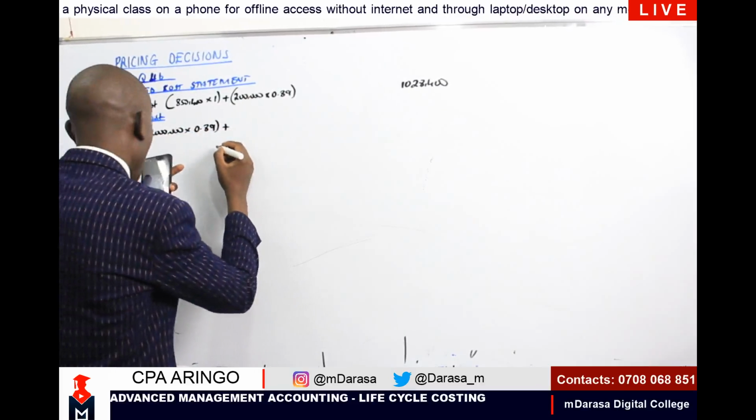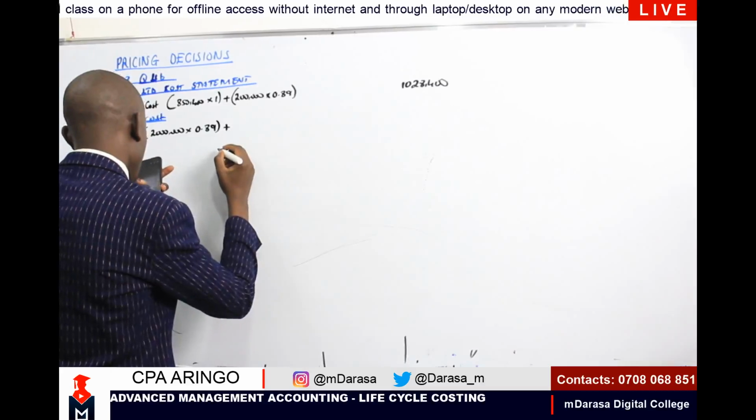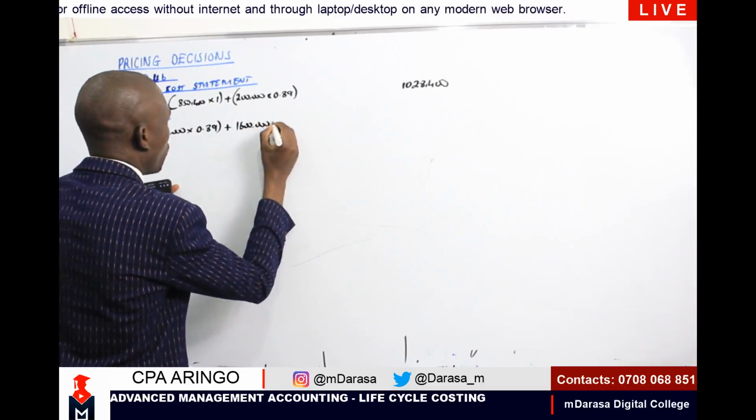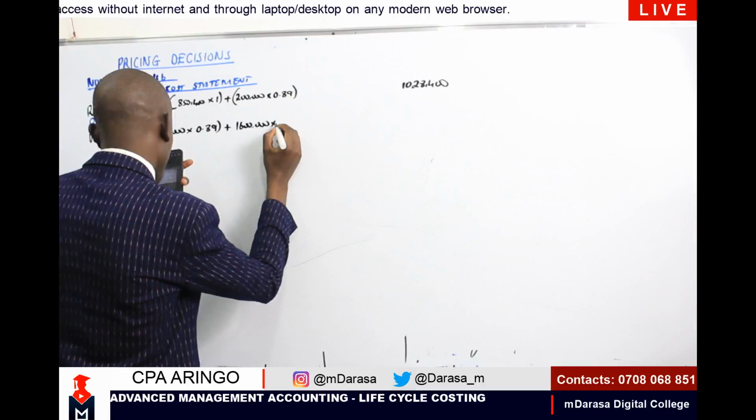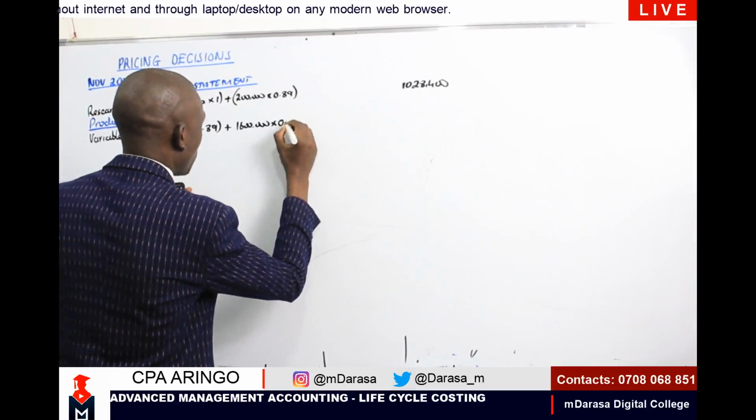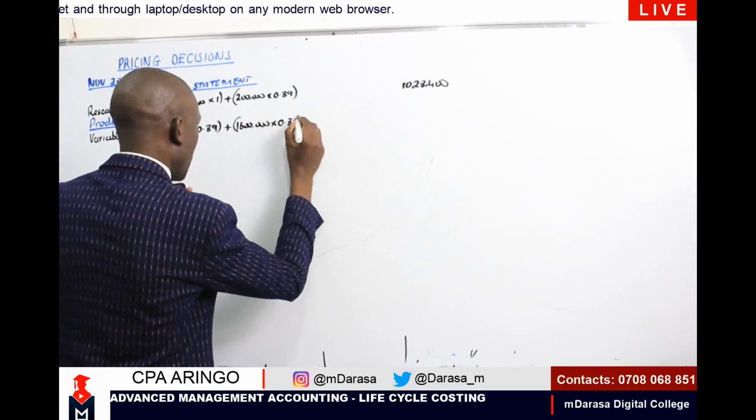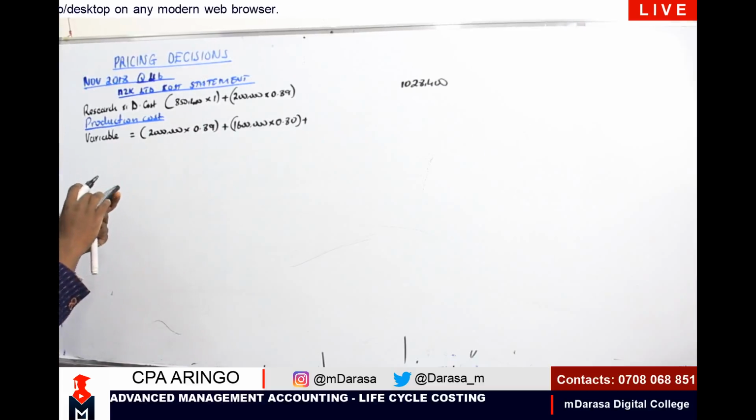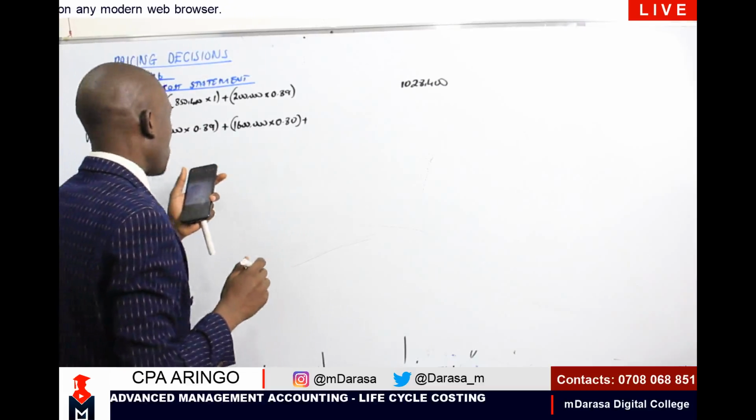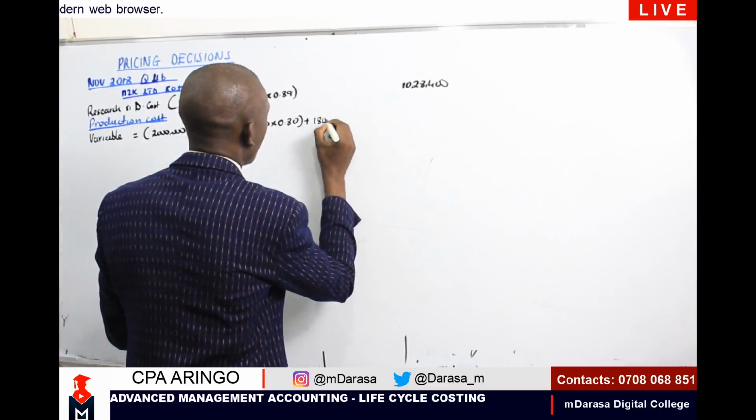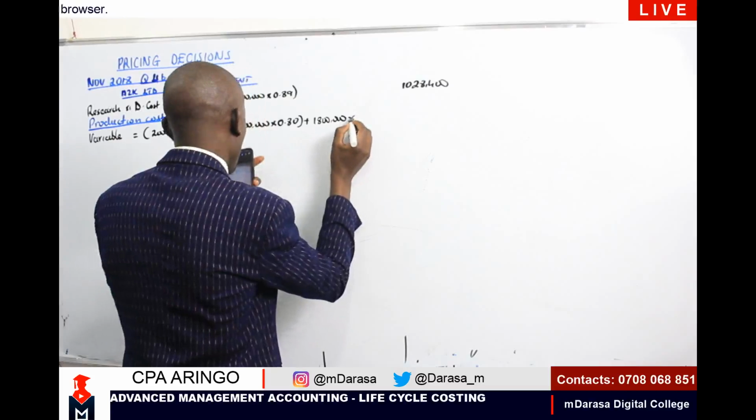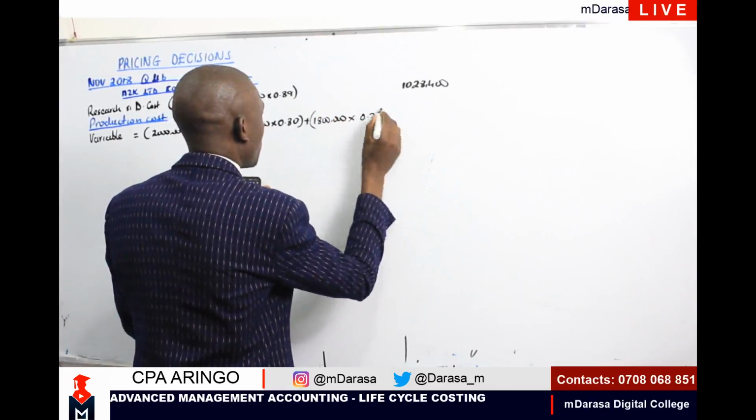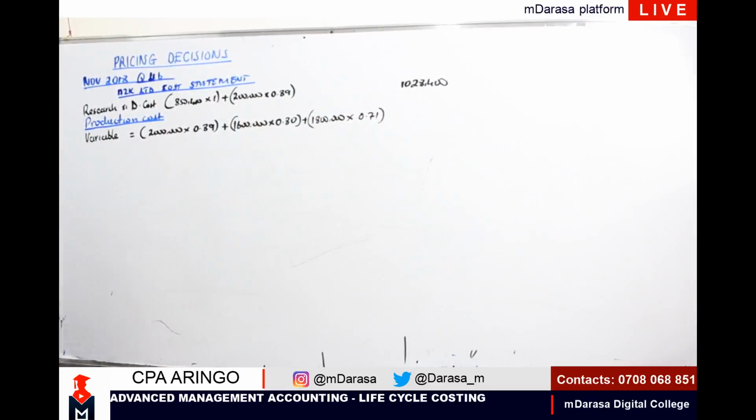We are going to add 31st December 2019. I'm having 80 by 20,000. That should give us 1.6 million. We multiply by the present value for year 2, which was 0.80. Then you are going to add 90 by 20,000, which should give us 1.8 million. We multiply by the present value for that period, 0.71. That should give us our variable cost.